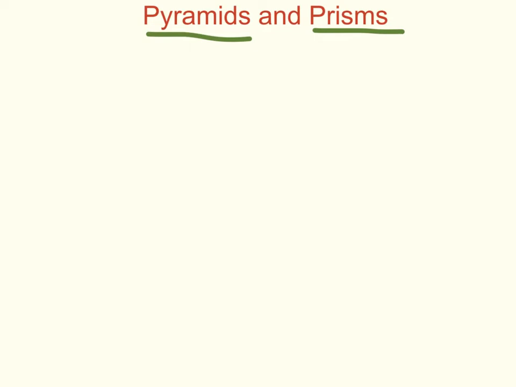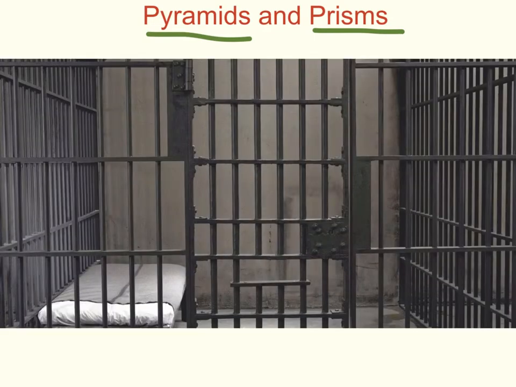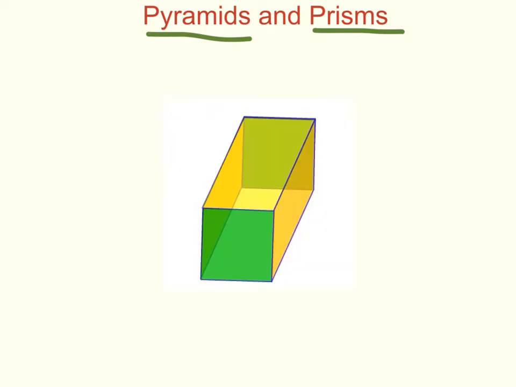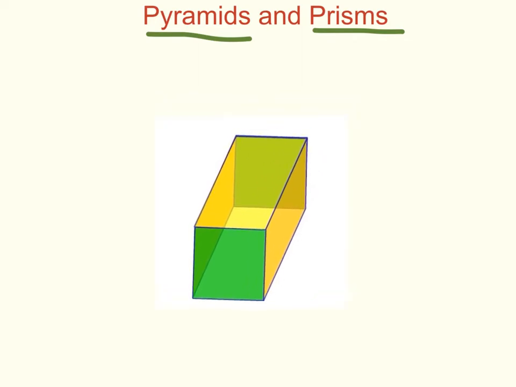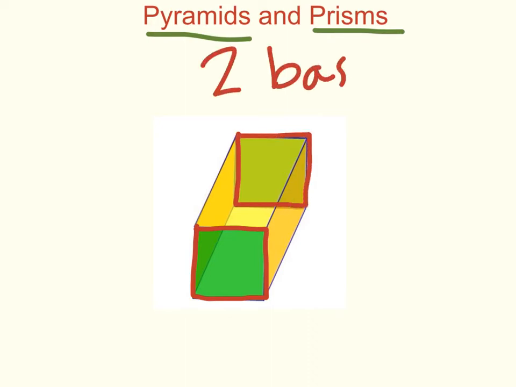Now let's talk about prisms. No, not prisons. I said prisms. That's more like it. The thing about prisms is they all have a base and a congruent second base. They have two bases. Two bases. And you'll notice that the bases are congruent. So here's a base. It's a square. And here's a base. It's a square. And congruent, remember, means the same size and shape.